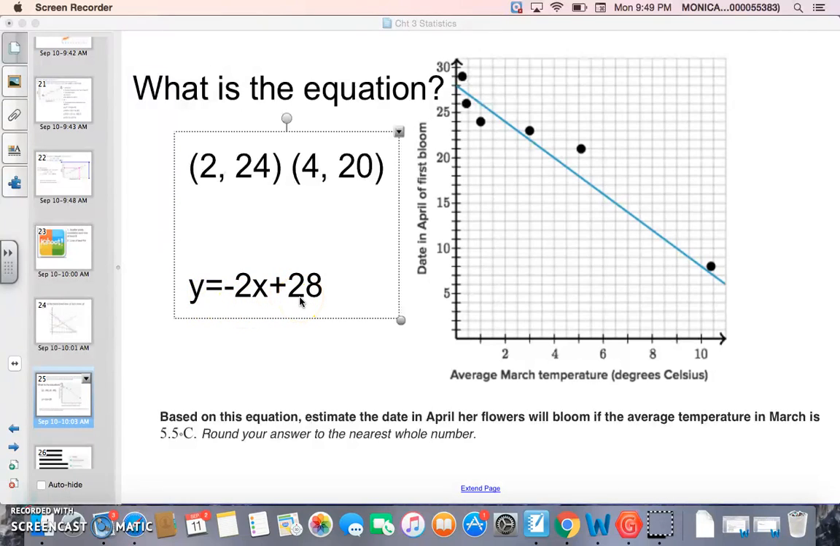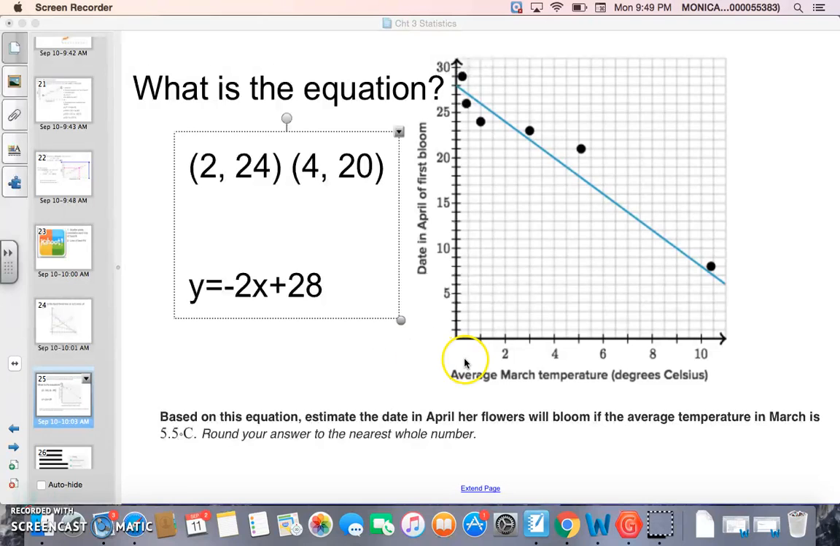Now the second part of this question is that I want to know the date in April her flowers will bloom. Okay, so if the March temperature is 5.5 degrees Celsius, I'm just going to simply plug that in the formula here for x. So I'm going to do negative 2 times 5.5, and that's negative 11 plus 28. So I can say that it's probably going to be on the 17th day of April that she's going to have the first bloom. And that would be it.